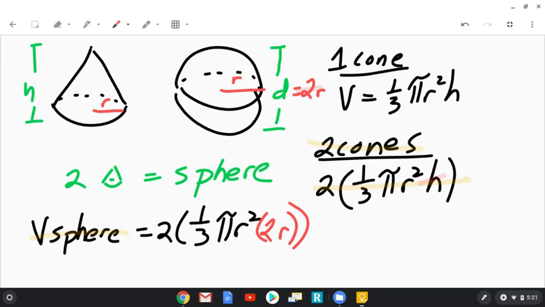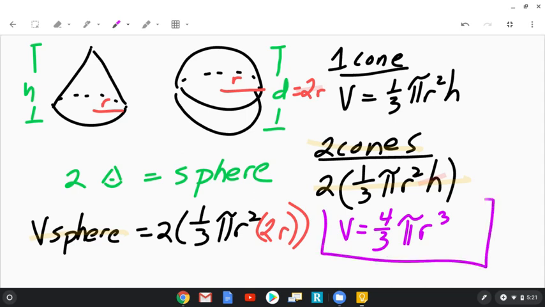So let's look at that. What is the volume of my sphere? Let's simplify that. I have 2 times 1/3 times 2, which would be 4/3. I have a pi, and then I have r squared times r, which would be r cubed. This here is my volume of the sphere formula, and that's how I can derive it.